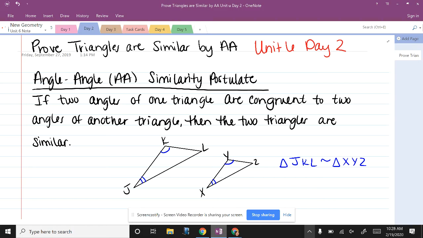Now, again, the similarity statement needs to match up. J goes with X because they have the same amount of little arc marks. K goes with Y, so that means L and Z have to be congruent. So similarity statements are important in the order. And remember, just the squiggle with no equals means similar, not congruent. Got it? Okay.